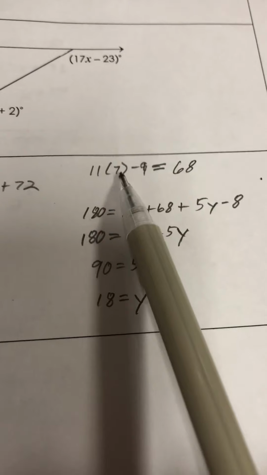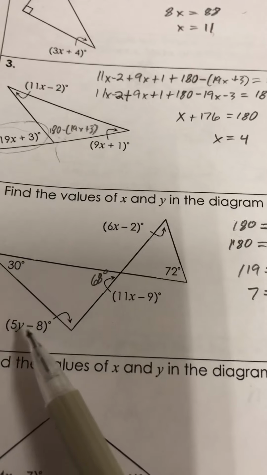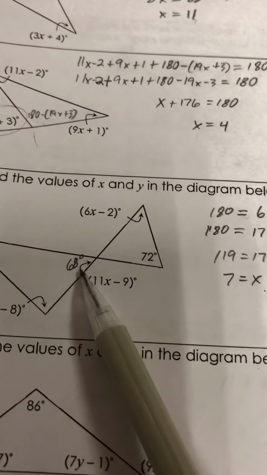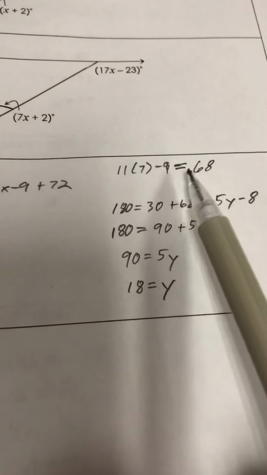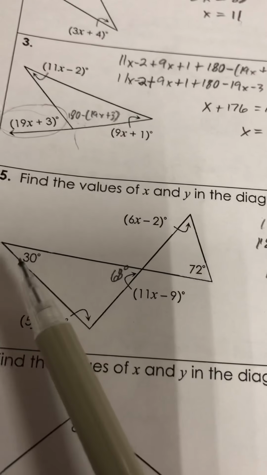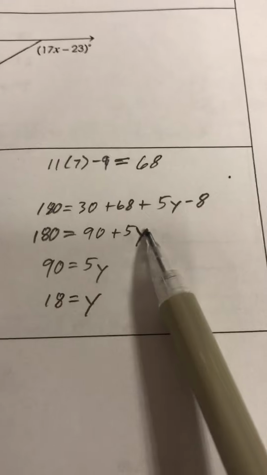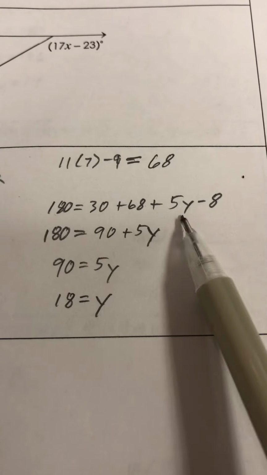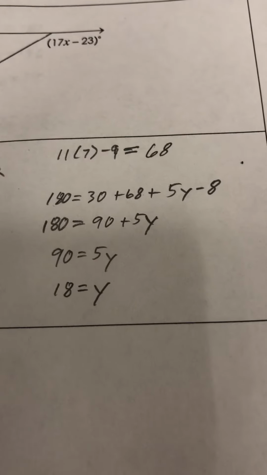Now that x equals 7, I plug that 7 in for x for this one right here, because now I have a y. Y is different than x, so I have to figure out just what this angle is. So I plug in the x that I figured out, and I get 68. So now I understand that this equals 68. So I'm going to take my 30 plus my 68 plus my 5y minus 8 to equal 180. Then I can solve for y, and that's what I did here. I combine like terms, divide both sides by 5, and I get 18 equals y.